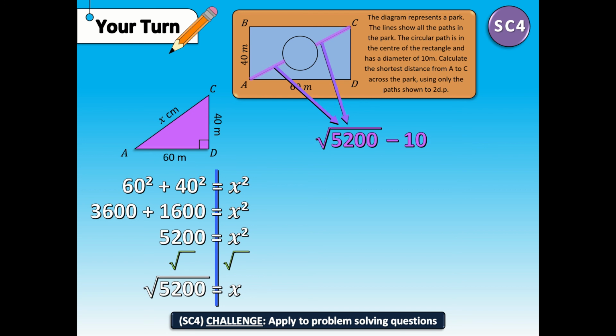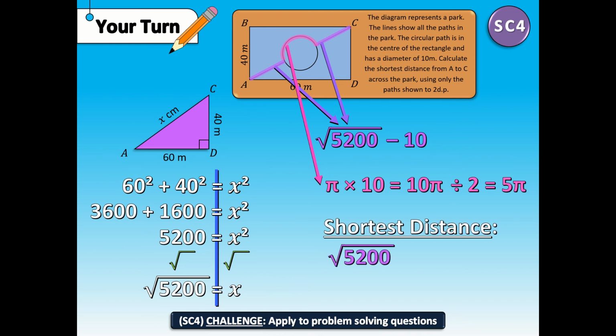Now we need to take away the diameter of the circle. So the diameter of the circle is 10 meters. So we need to take away 10 meters. And then we just need to find out that curved section of the circle. So to do that, we do the circumference of the circle, which is pi times diameter. But because we only want half of it, we need to divide it by 2. So in terms of pi, that will be 5 pi.